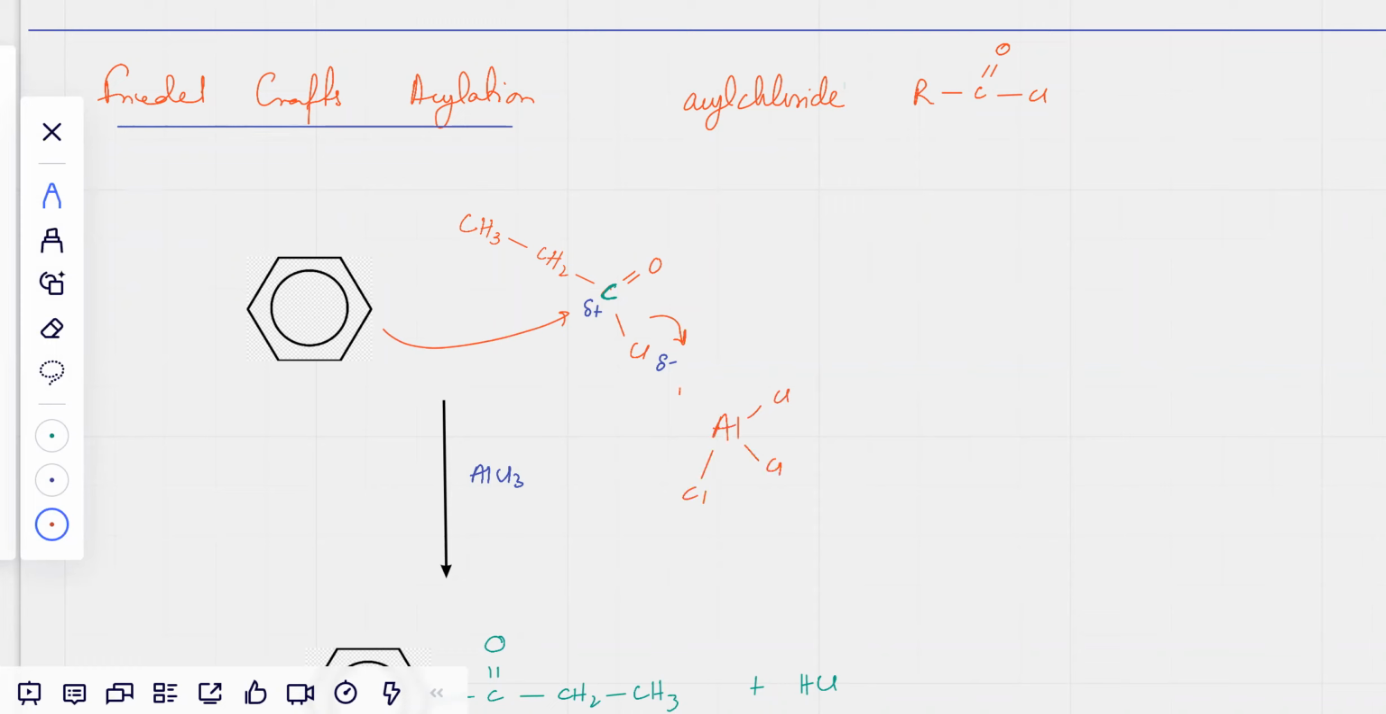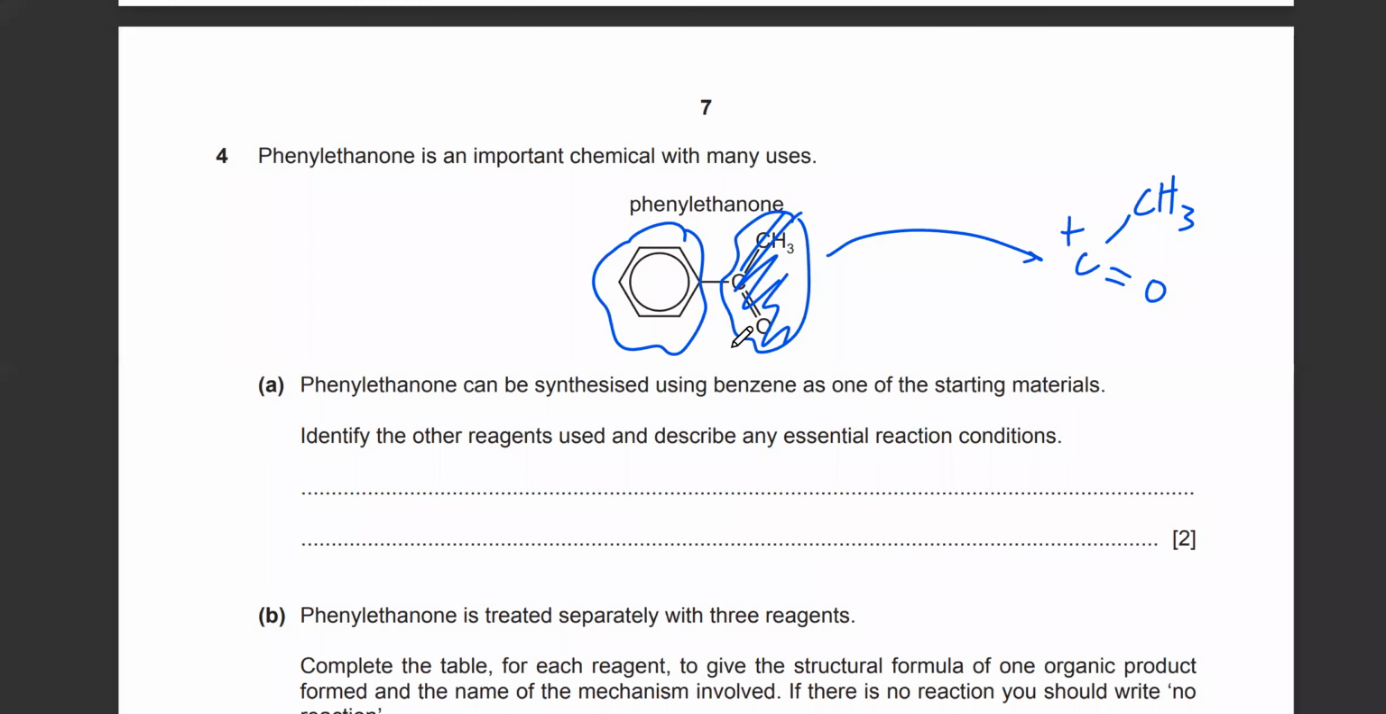The AlCl3 catalyst will rip off this Cl from the other end and pull it off and keep it with itself. So this is acylation. There's alkylation and then there's acylation. So this one, he's talking about acylation. So you've got a C double bond O, so there must have been a Cl over here.